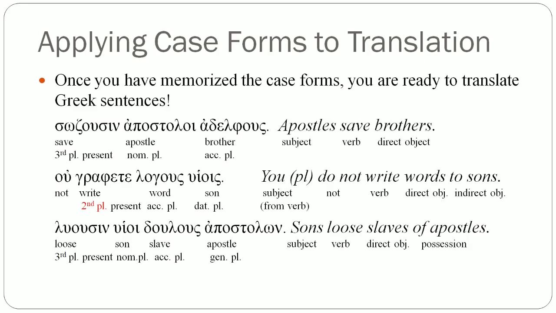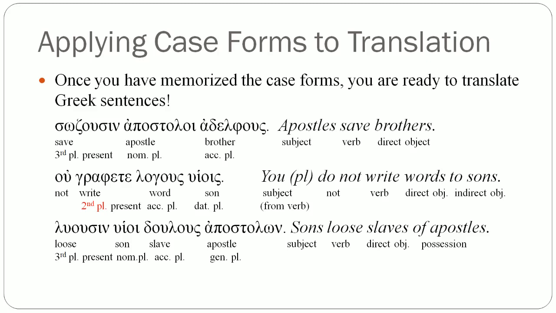All right, first sentence. Apostles is your subject, so apostles are doing the saving. Brother is in the accusative, and it's plural, so brothers, and that's your object. That's what's receiving the saving. Apostles save brothers. Next sentence: you, plural, do not write words to sons.